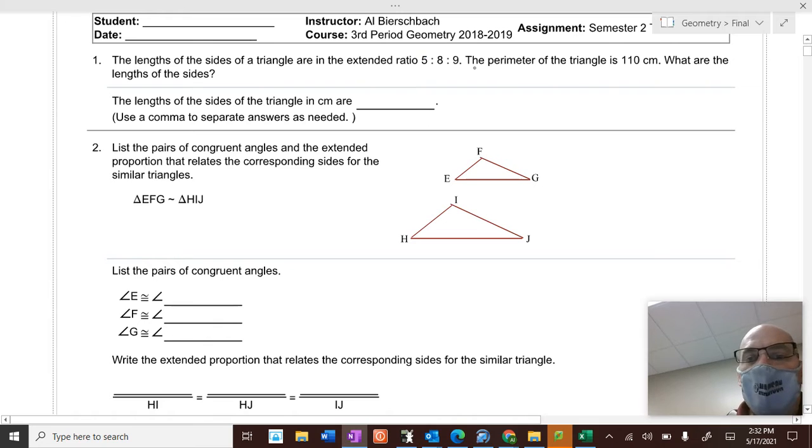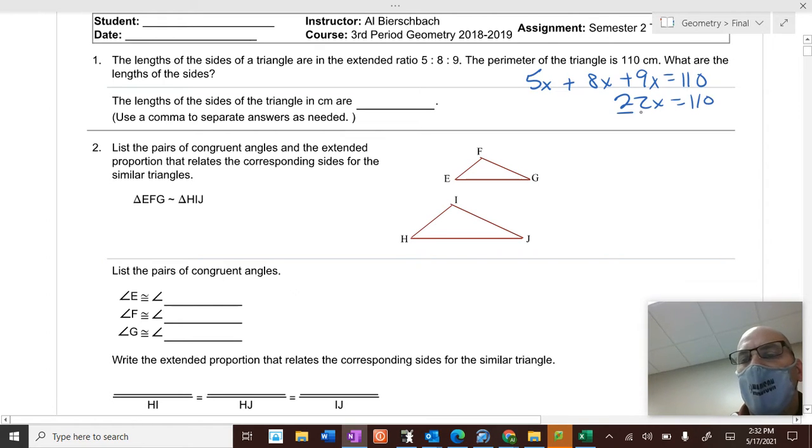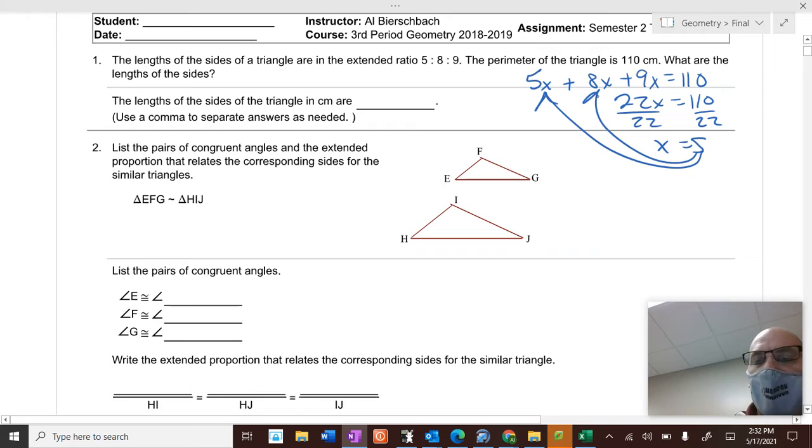So this is ratios and proportions. When you have ratios, 5x plus 8x plus 9x equals 110. You put an x behind all of these. You add them up, you get 22x equals 110. Divide by 22, x equals 5. And so if x equals 5, you put 5 times this, 5 times this, 5 times this. 5 times 5 is 25. 8 times 5 is 40. 9 times 5 is 45. Okay?